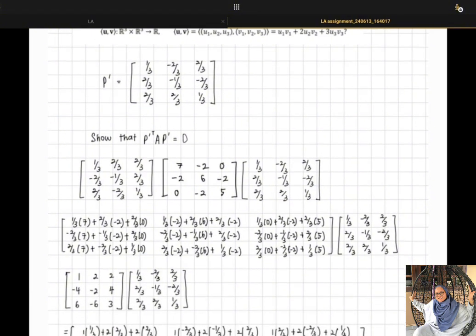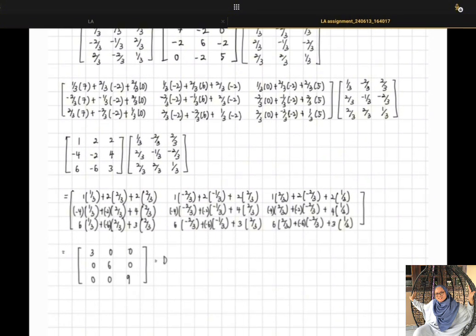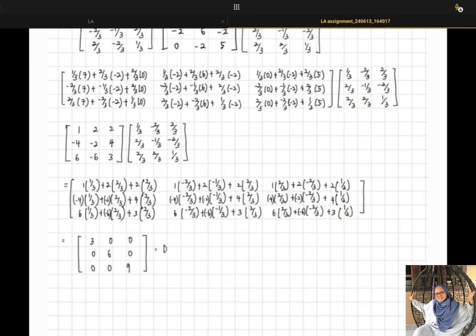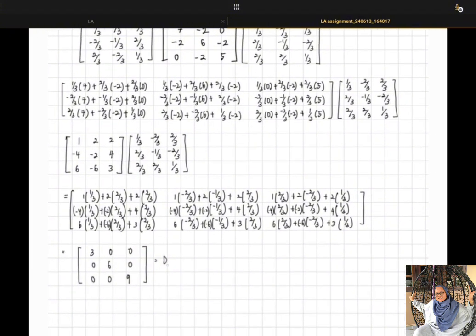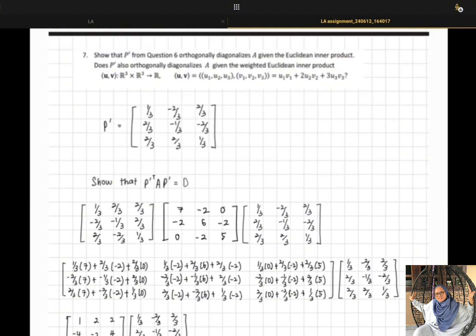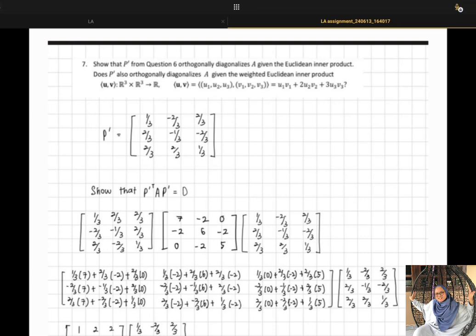So we need to multiply the P prime transpose with the A matrix and P prime. Then after all the working, we get a matrix with elements 3, 0, 0, 0, 6, 0, 0, 0, 9. So this shows that the answer from P prime transpose A P prime is a diagonal matrix. This shows that P prime orthogonally diagonalizes A.